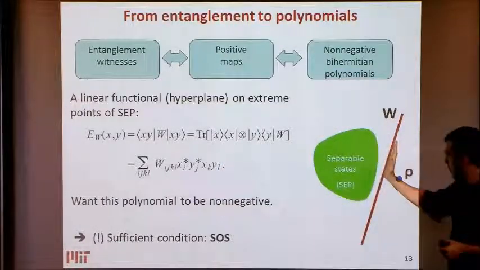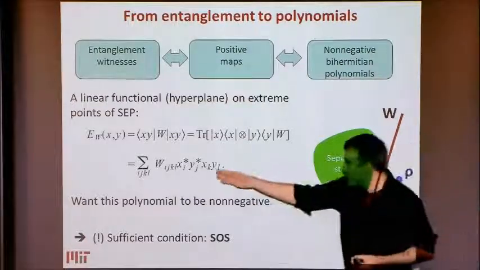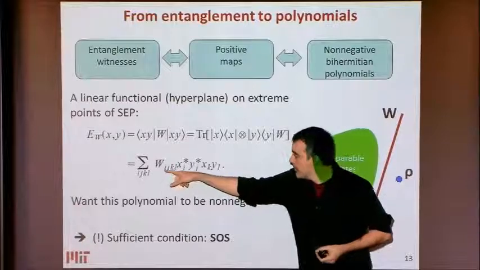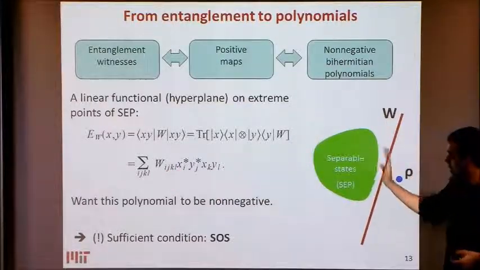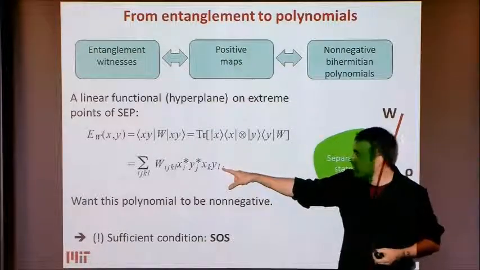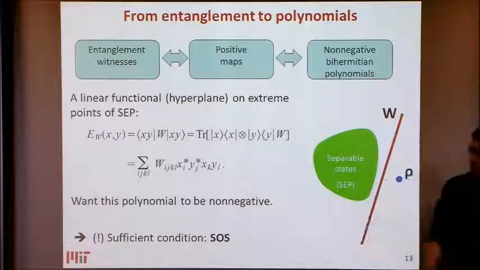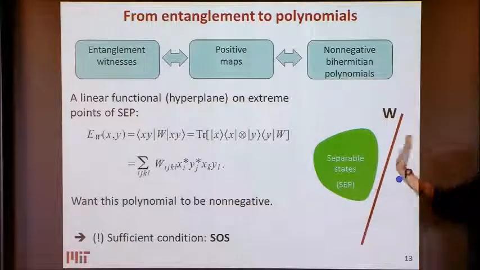If you give me w, let's say w is your favorite witness, just a whole bunch of numbers, then the condition that the set is on this side of my hyperplane really boils down to the question of whether this polynomial is non-negative or not, for all values of x and y. So I'm sweeping over all possible extreme points of this, and I have to get a non-negative number.